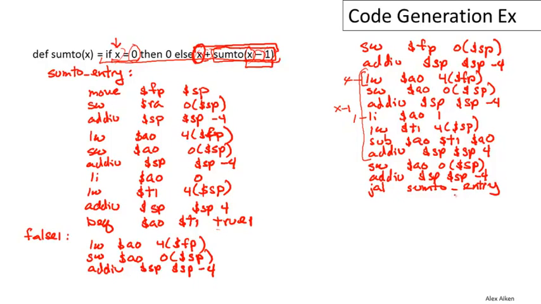Okay, and now when this returns, what's it going to return with? It's going to return with the result of computing sum2 in the accumulator. All right, and so then we're ready to perform the addition, because now we've computed the second argument to the addition. And how do we do that? Well, look back at the template for addition. The next thing that happens is we reload the temporary value that we saved on the stack. All right, and now we can actually perform the addition. Okay, and then we can pop the temporary value off the stack.